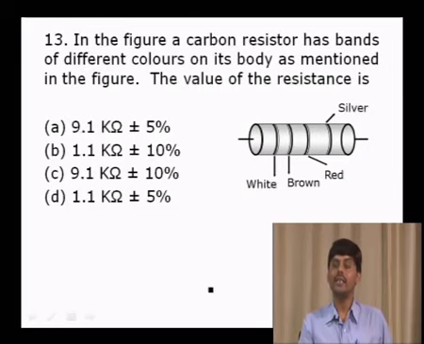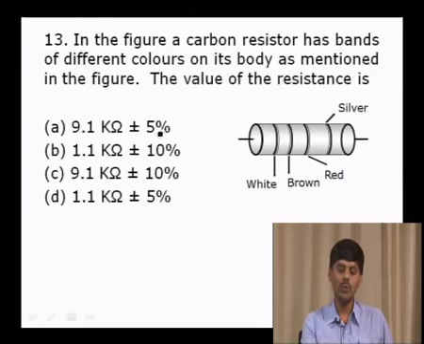The value of the resistance is: option A, 9.1 kilo ohm plus or minus 5%; option B, 1.1 kilo ohm plus or minus 10%; option C, 9.1 kilo ohm plus or minus 10%; option D, 1.1 kilo ohm plus or minus 5%. First, you identify two answers, meaning we are going to eliminate two easily, because first you see the fourth band. Which is the fourth band? Silver color is there. Silver color means error is equal to 10%.